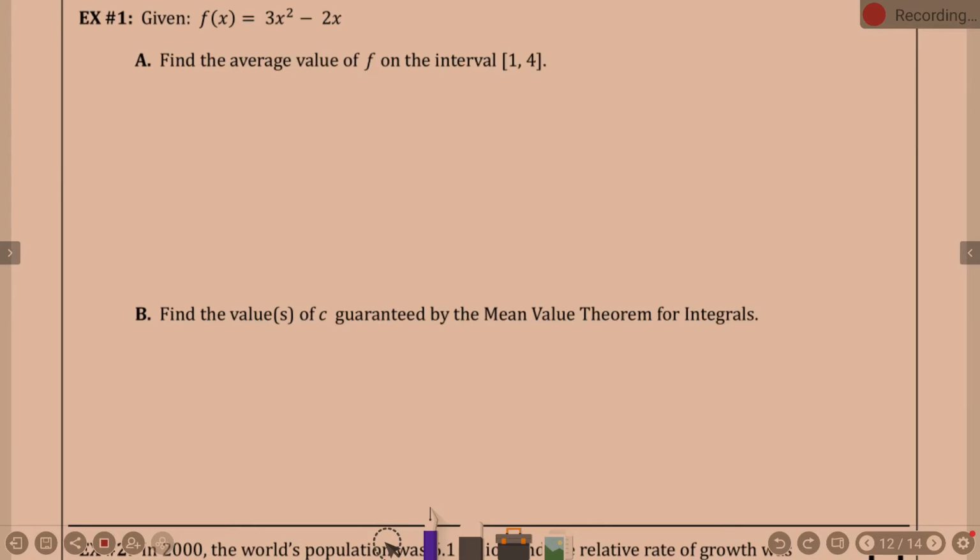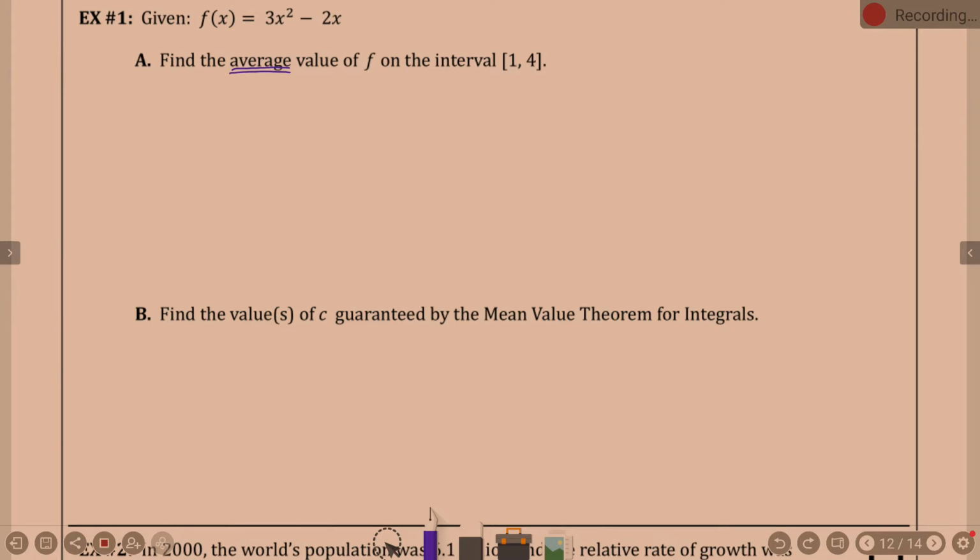We have a few examples in the notes, though I don't feel like we have a ton. I think you get a lot of your examples in the homework. So, given f of x equals 3x squared minus 2x, first we're going to practice finding the average value of f on the interval 1 to 4. What keyword do we have to focus on? I saw the word average, and that will apply within word problems. When you see that word average, realize this might be what they're asking for.